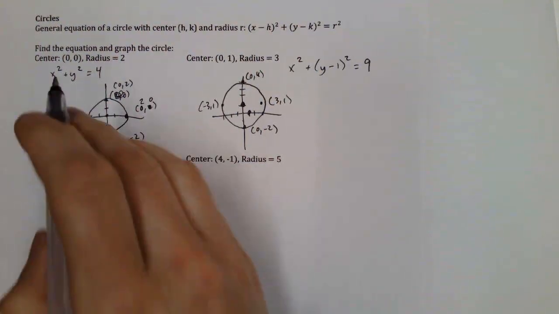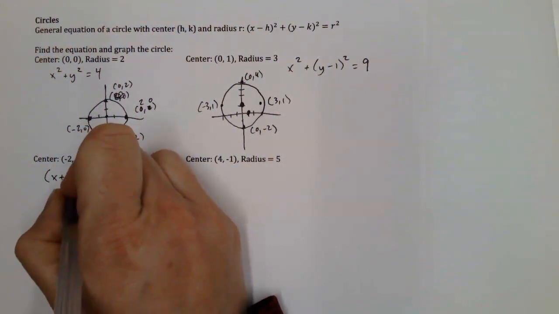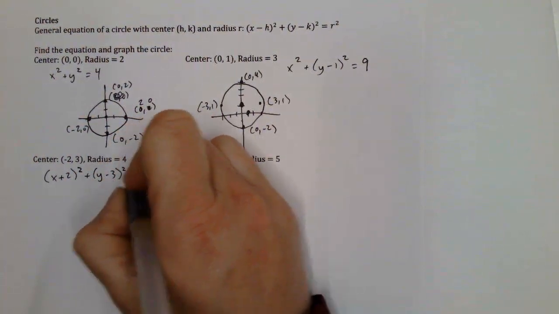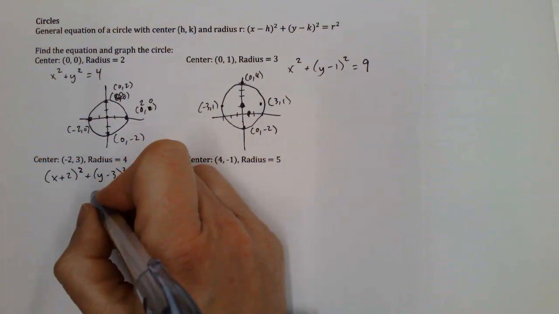All right, my next one, I've got a center of negative 2, 3. So it's going to be the opposite. So I'll get x plus 2 quantity squared, and then plus y minus 3 quantity squared, and then 4 squared is 16.